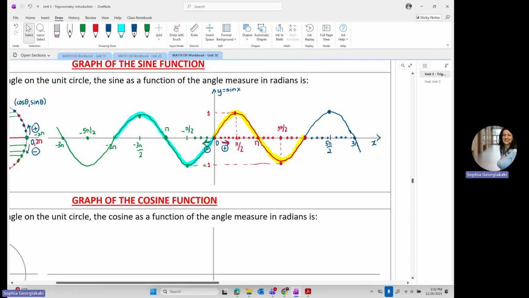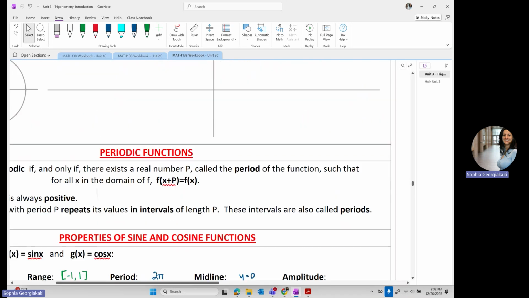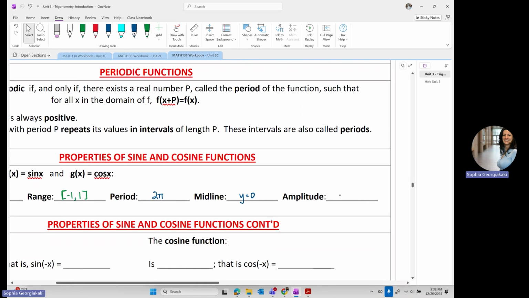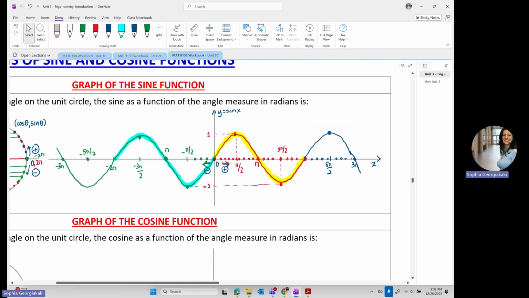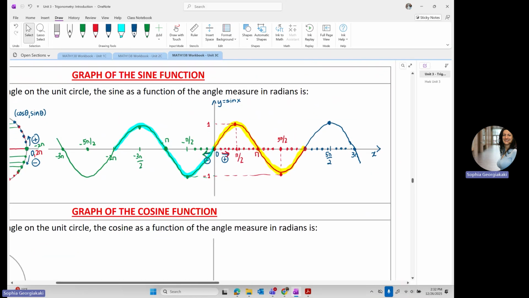And if you paid attention, this was a symmetric wave. It was going up one, and then it was going down one, and then up one, and then down one. And the middle of that wave was y equal to 0. And then it has an amplitude equal to 1. And amplitude is the maximum distance from the midline. How high and how low do you go? And you go up one and down one.